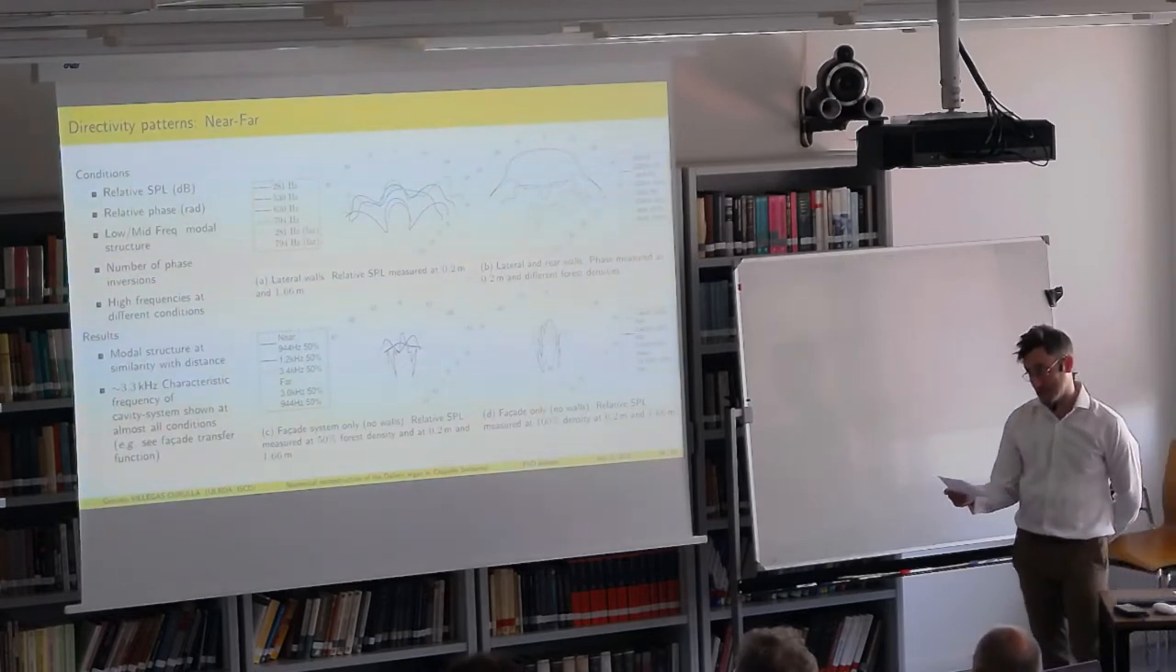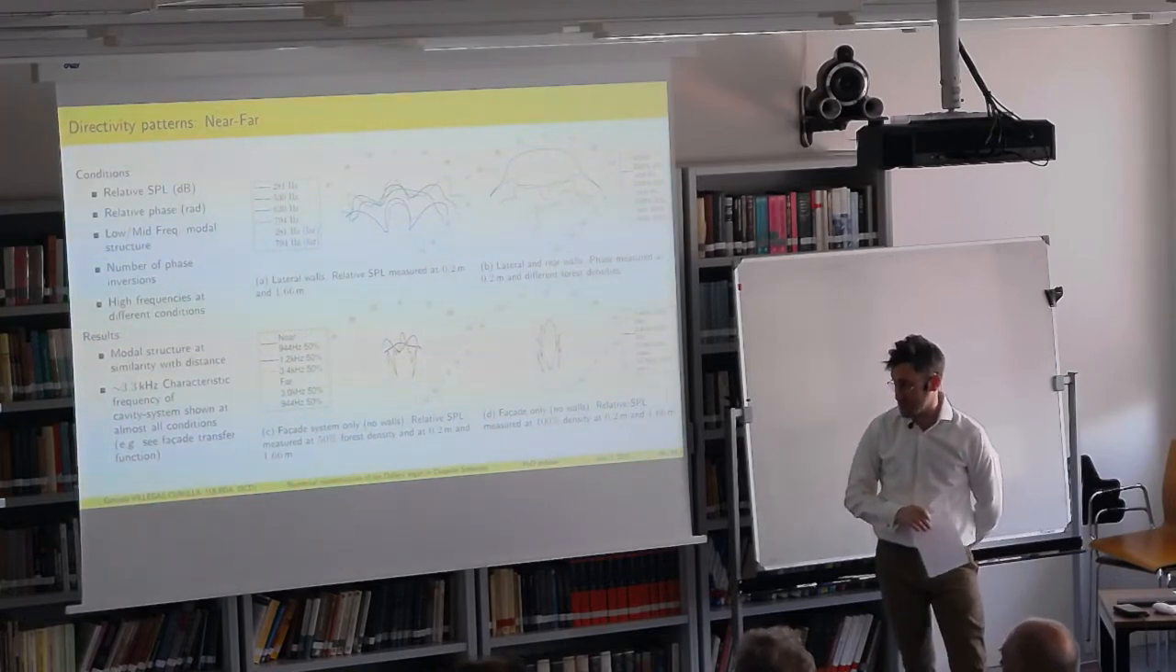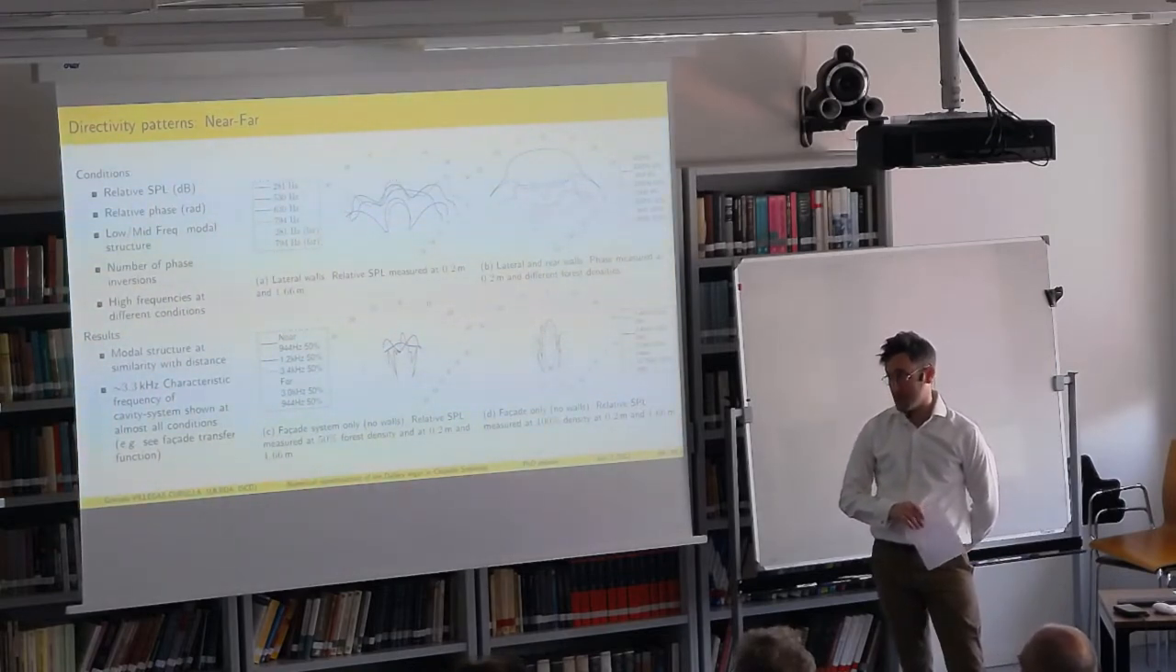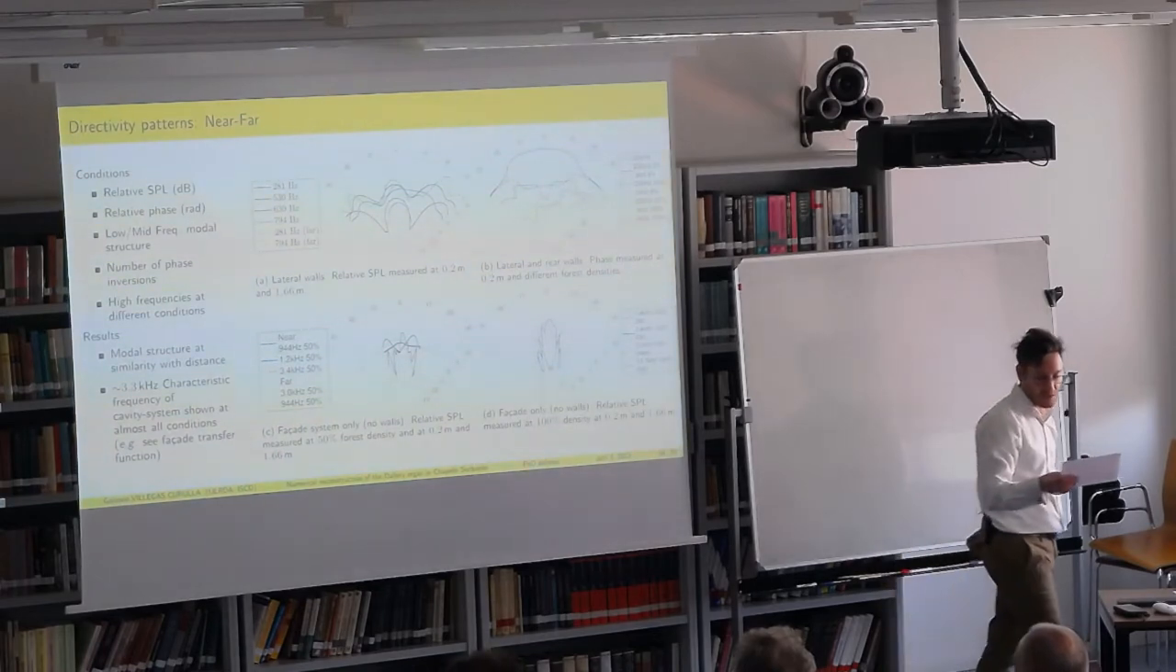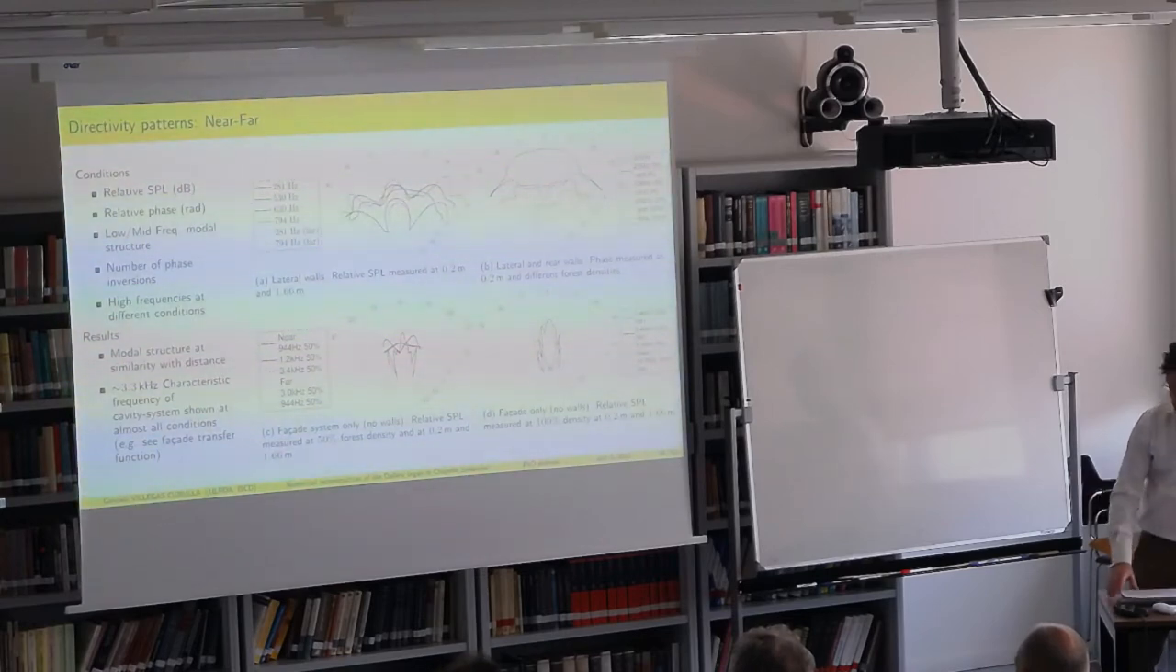At the bottom, we start seeing indications of the characteristic frequency mentioned before, between 3 and 3.4 kHz, which seems to show a particularly strong frontal lobe, even when modifying some of the conditions: the density, the distance, and the lateral wall settings.